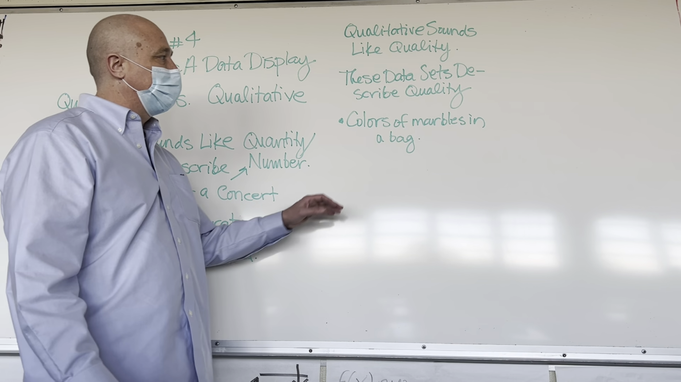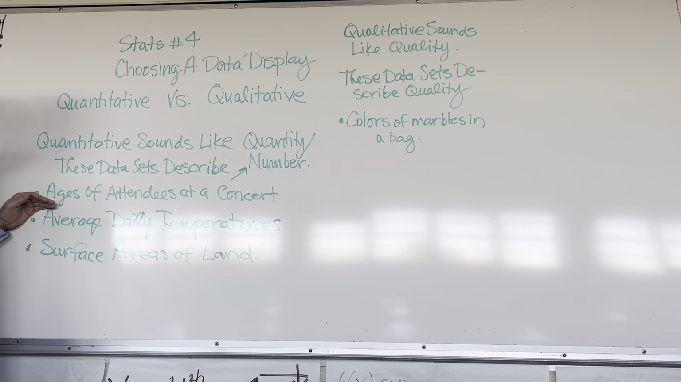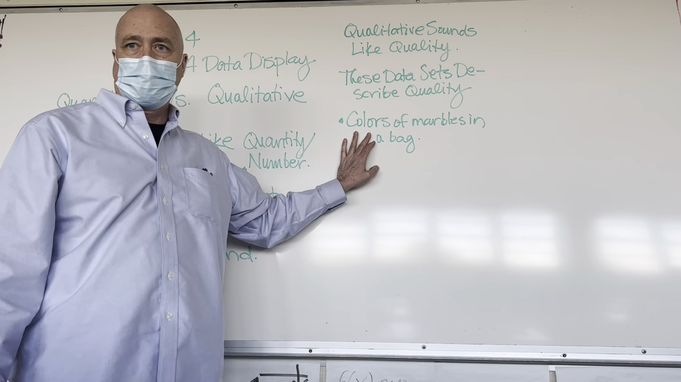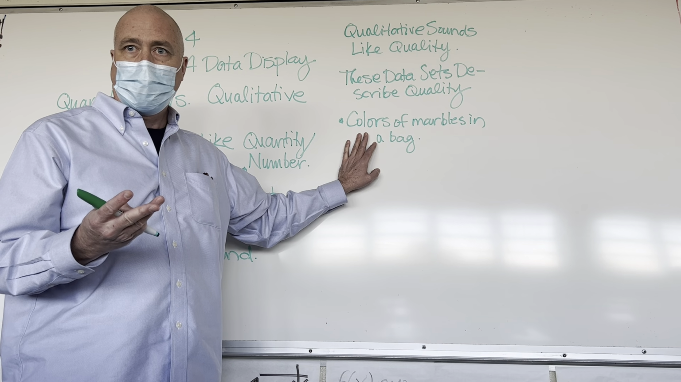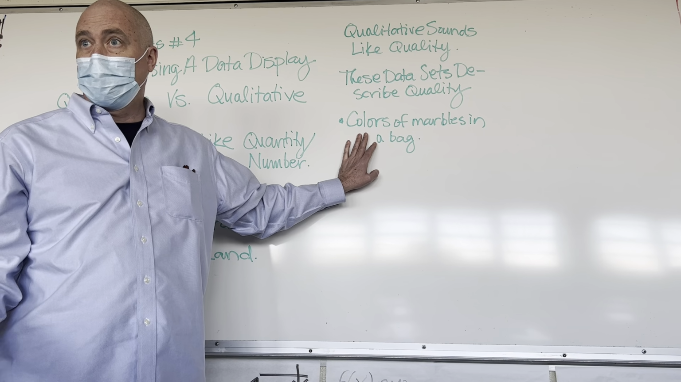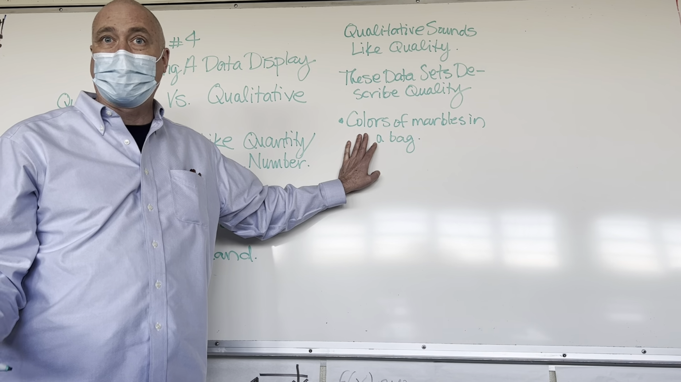But think of the idea of colors, and think of how different that is from the ages of someone at a concert, right? How do we categorize colors? I mean, I know we always say red, green, blue, and we list them off. But you've seen blues. How many different shades of blue is there? A lot, right? You're going to use infinite at some point.